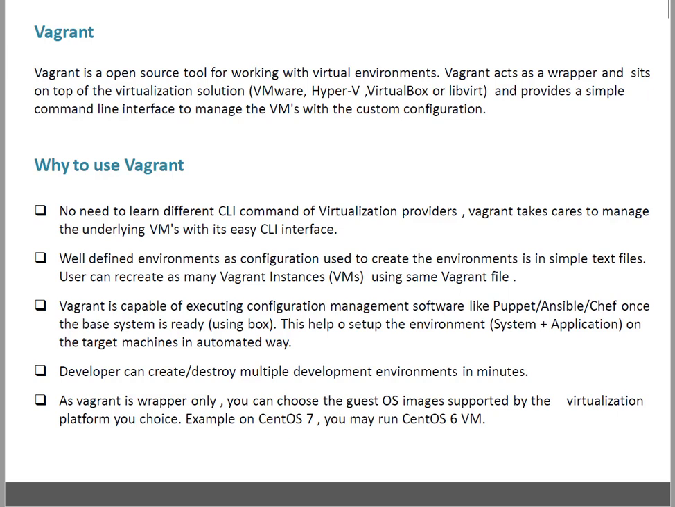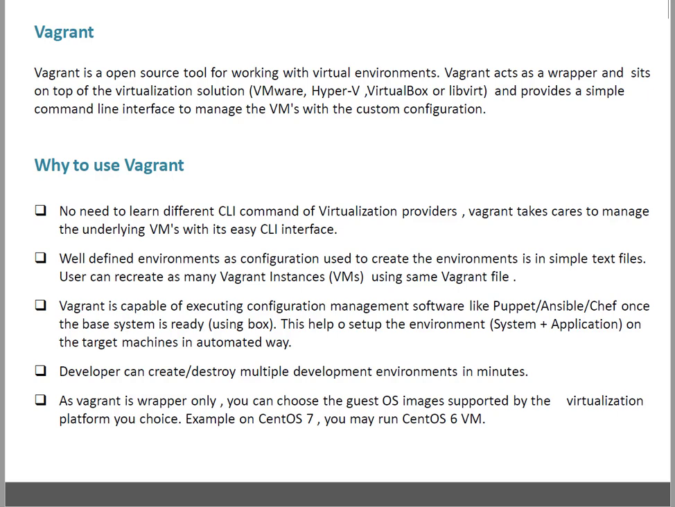Vagrant is capable of executing configuration management software like Puppet, Ansible, or Chef once a base system is ready. It means Vagrant can be integrated with any configuration management software, so you can run your Ansible playbook or Puppet jobs on your target machine. So that's again a helpful feature.